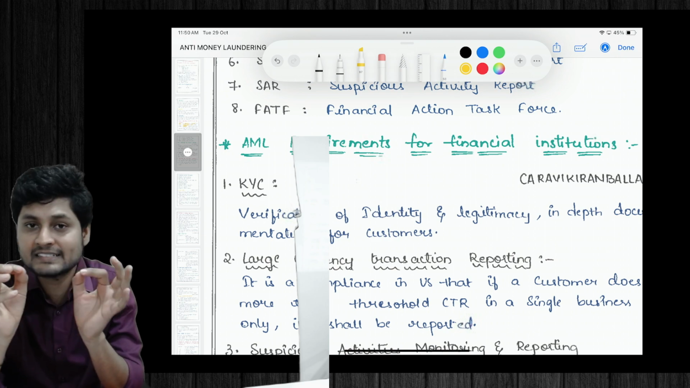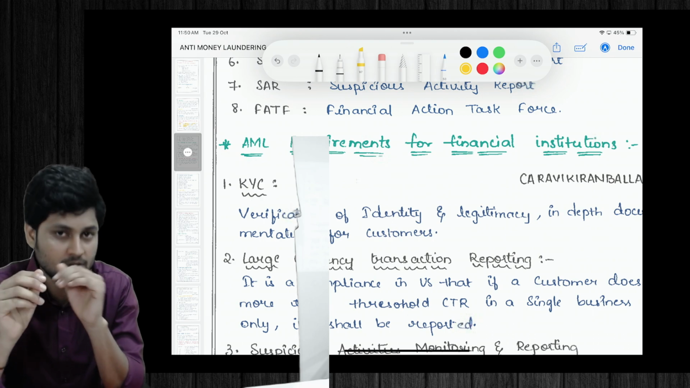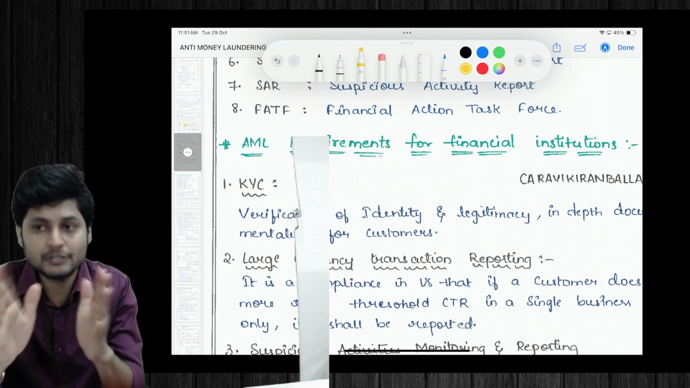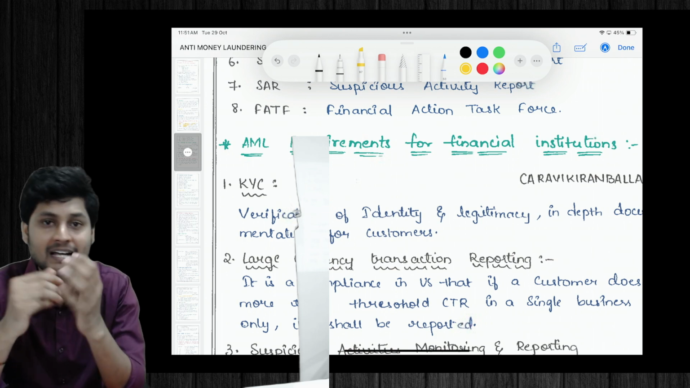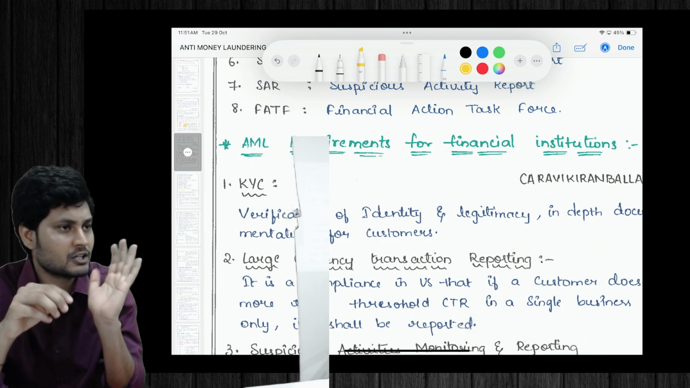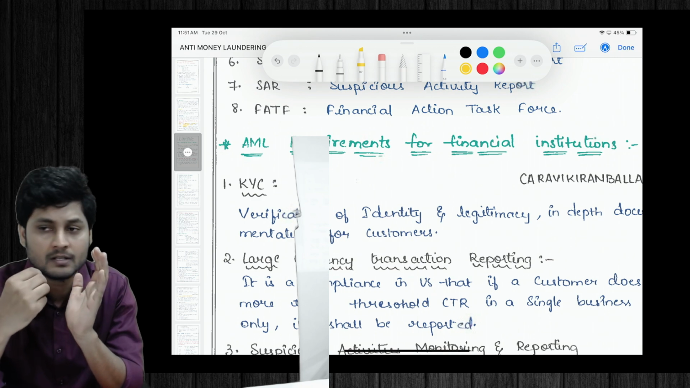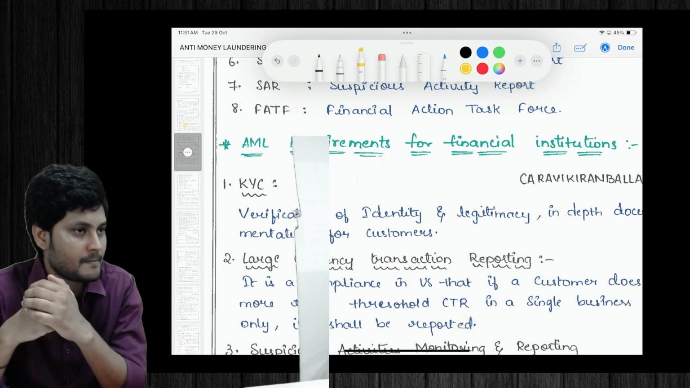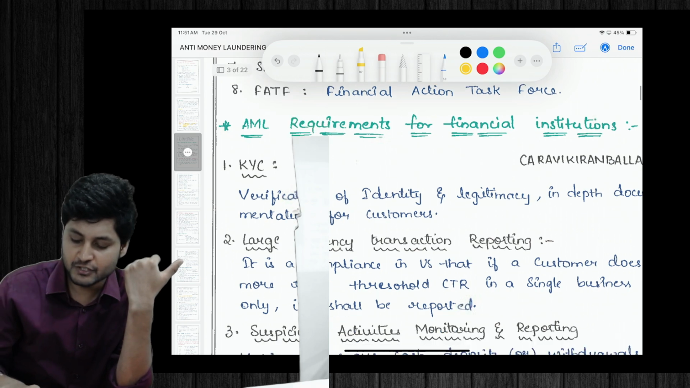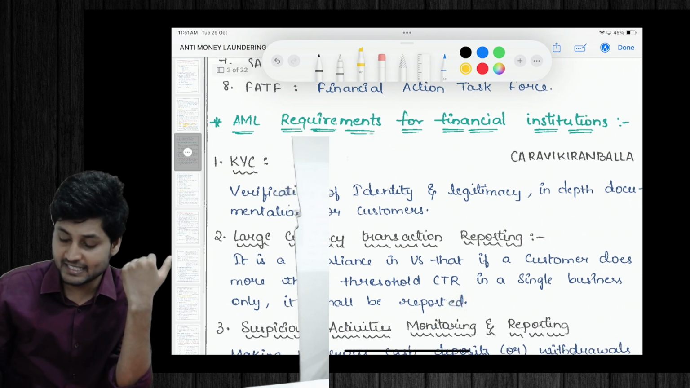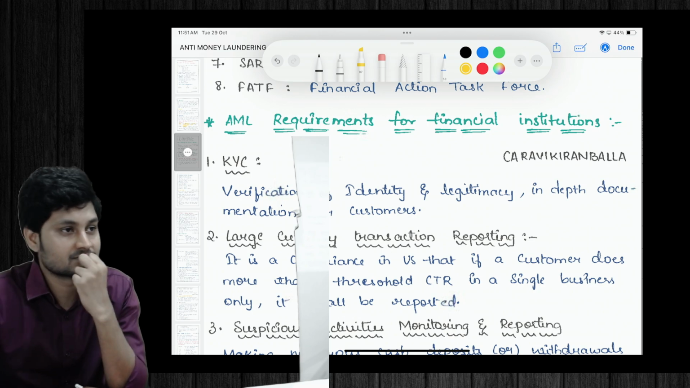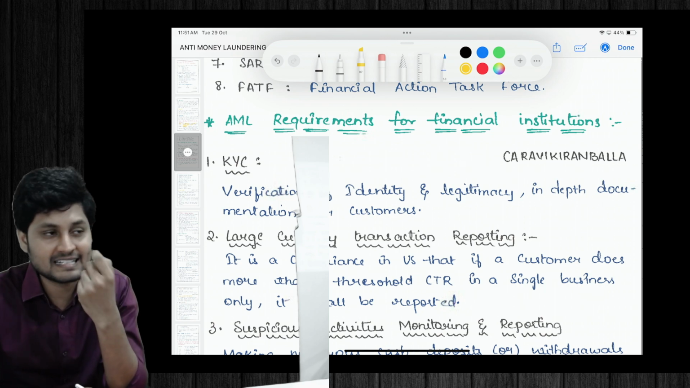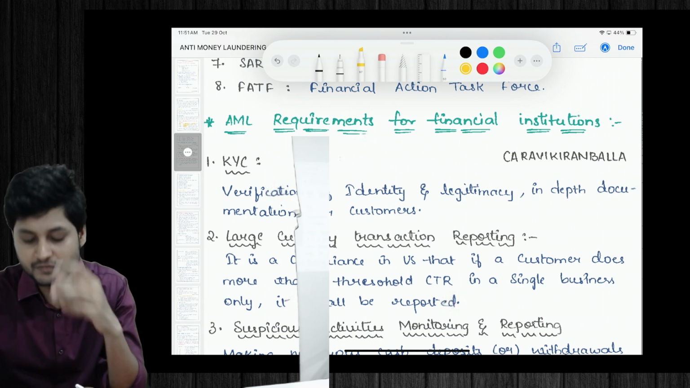They don't encourage anyone to open a bank account just like that. Before they give the bank account, they need to have that KYC. A lot of documents will be there. All the documents will be filled up and duly verified, and then the bank account will be issued to you. Right? This is point number one, KYC: verification of identity, legitimacy, and in-depth documentation for the customers. When the bank has in-depth verification of who exactly the customers are, they will understand them. That is the first point, KYC.